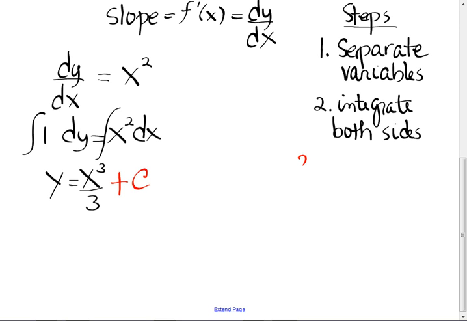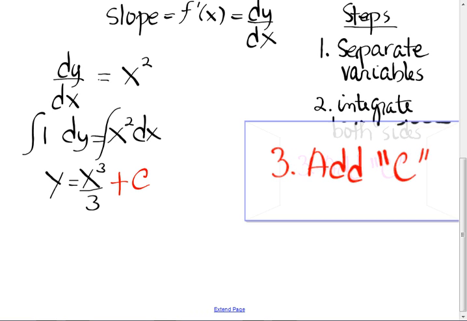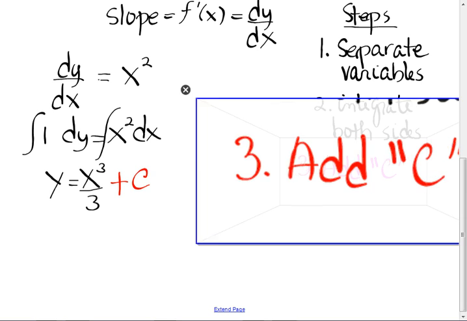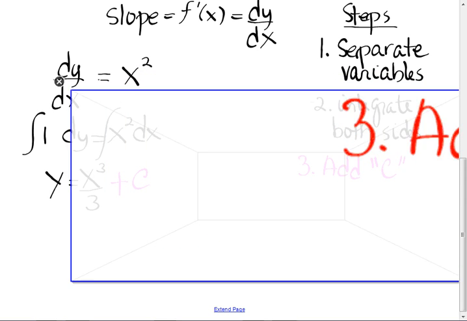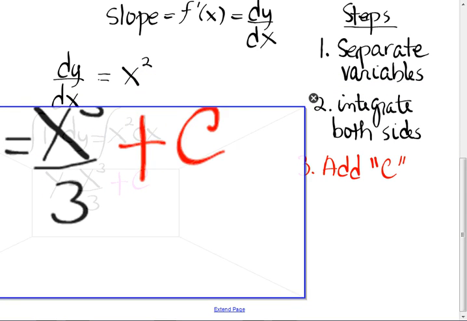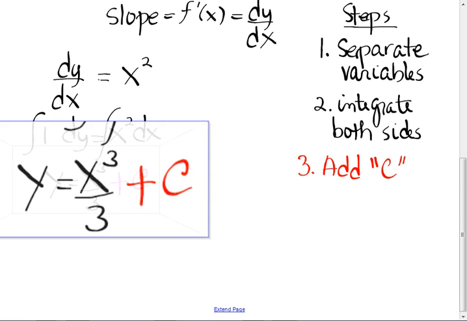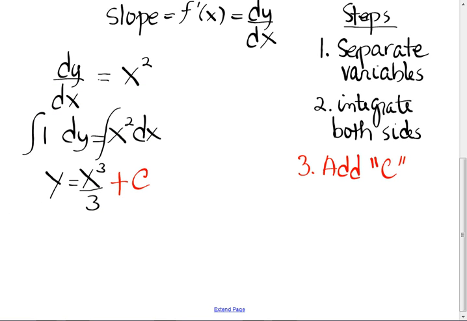So, add C. Okay, trying to emphasize this. Do you remember that now? So I can slide this. No, it's fine. I should slide it. There it is. X cubed over 3 plus C. That's my magic pen. Okay.